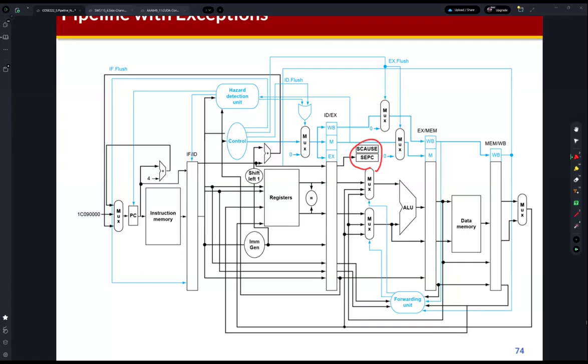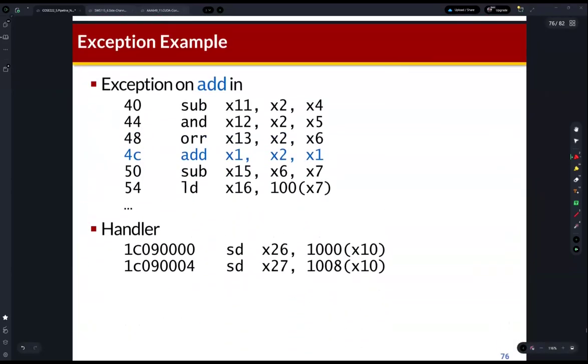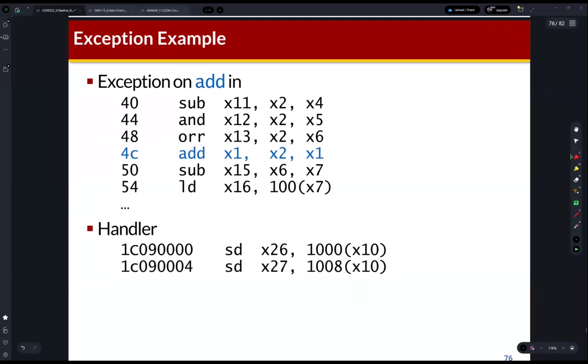But we can detect exceptions in any stage of the pipeline. Which means we can store the SEPC and SCAUSE in every pipeline stage. And then you also need to understand how the exceptions are handled, right? I already explained like this. So this is some example code.